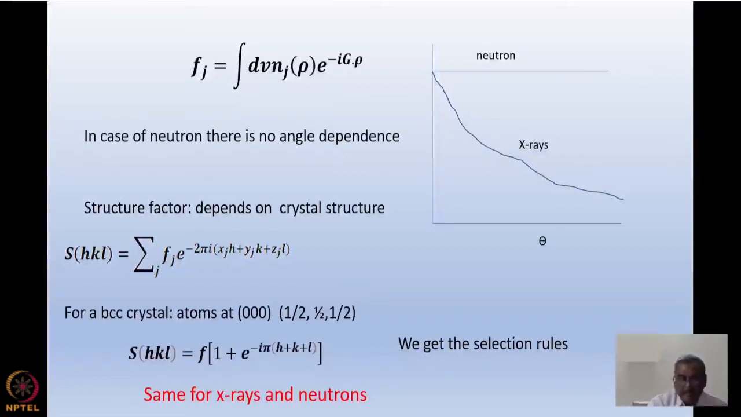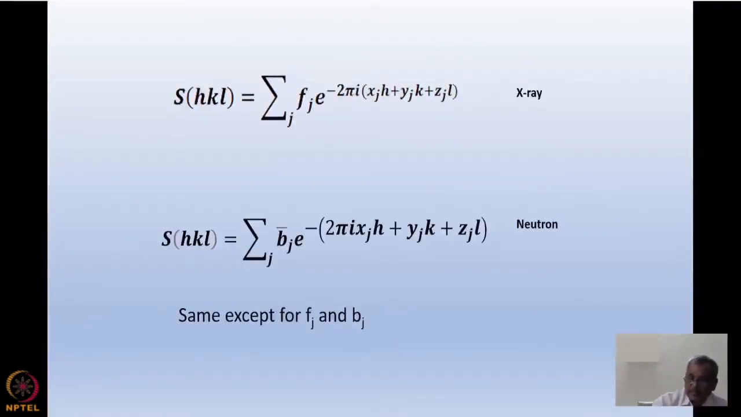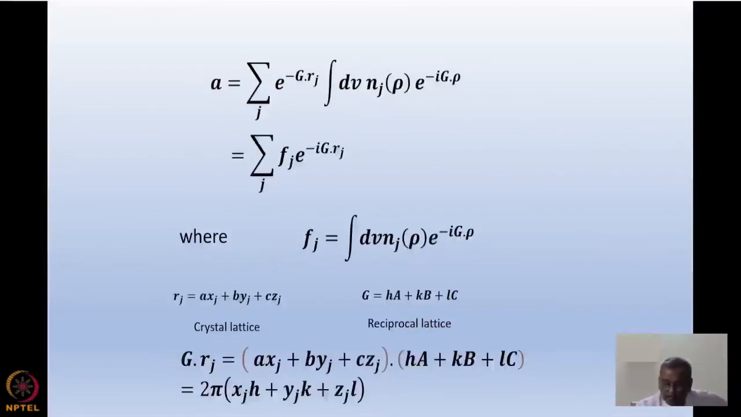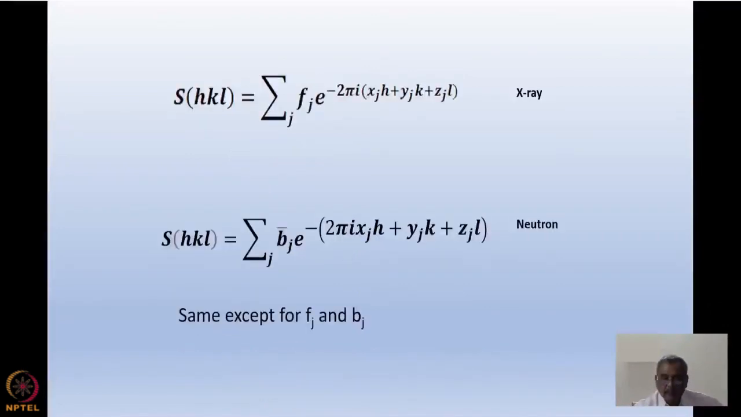And now you can write S of HKL equal to, I consider only one atom, so that fj will become F for all of them. And the summation gives me 1 plus e to the power minus, it was twice pi i, xj h plus yj k plus zj l. This is what I showed you. And this is the structure factor of HKL reflection for X-rays. This is the structure factor for neutrons.